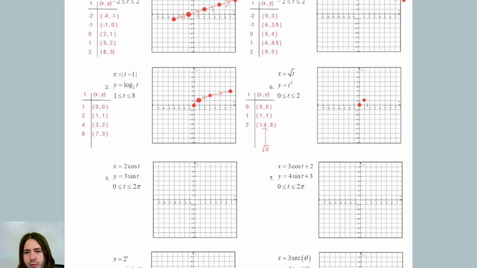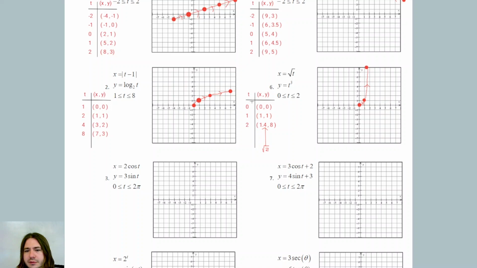So 1.4 comma 8 is going to be up here roughly. I'm going to try my best to sketch this out, but this is almost vertical. I mean, look at that. It shoots up really fast, and I'm just going to stop there. So my direction arrows should be pointing this way to show that motion.